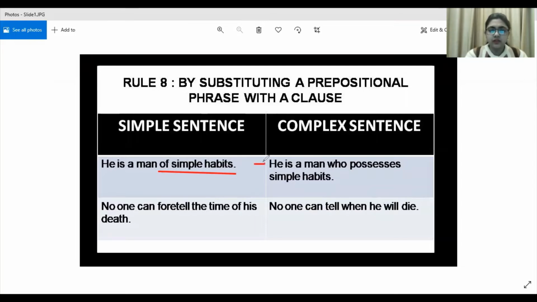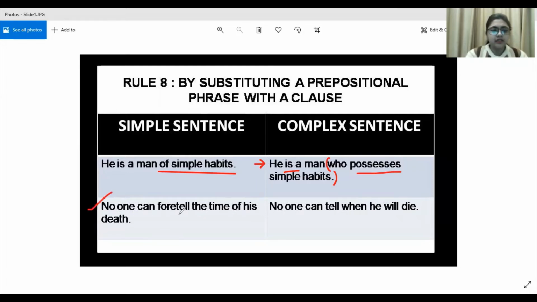Okay, so let us have a look at the complex sentence. He is a man who possesses simple habits. So "who possesses simple habits" becomes our clause, and there are two finite verbs as you can see. Therefore, this becomes a complex sentence beginning with a subordinating conjunction, having two finite verbs, a main clause and a subordinate clause. Therefore, this is a complex sentence.